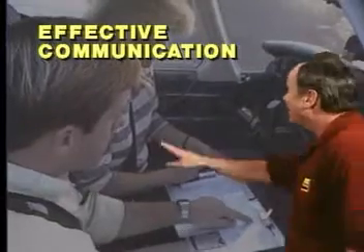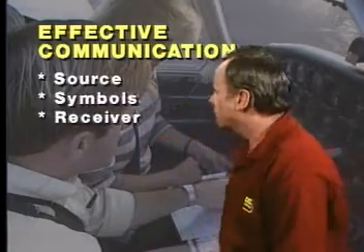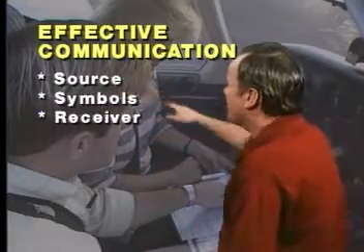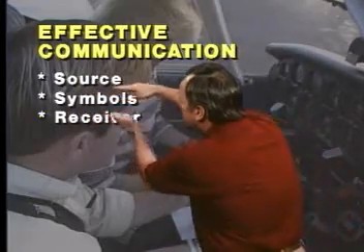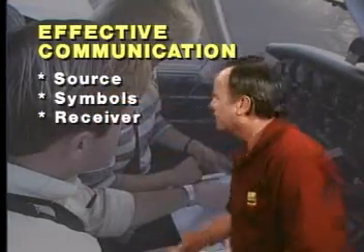Now let's talk about effective communication. I've been wondering about effective communication. Well, the FAA wants you to know there are 3 elements to effective communication. First of all, there is the source, that's the person sending the message. Then there's the symbols used to transmit the message, and finally there's the receiver.